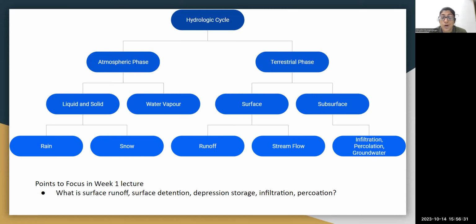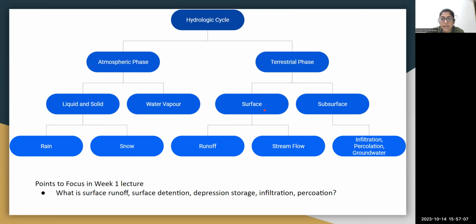So you might want to focus on what the hydrological cycle is and all the points related to it, and what the two different phases in the hydrological cycle are. It is the atmospheric phase and the terrestrial phase. The atmospheric phase includes liquid and solid as well as vapor. The liquid form of water is rain, and the solid form is snow. In the vapor phase, we have water vapor. The atmospheric phase is whatever water movement is occurring in the atmosphere. The terrestrial phase is whatever is occurring on the land and within the subsurface.